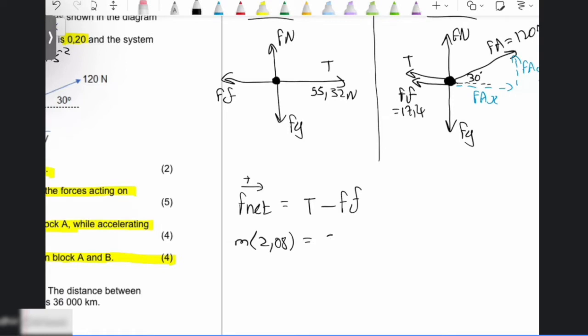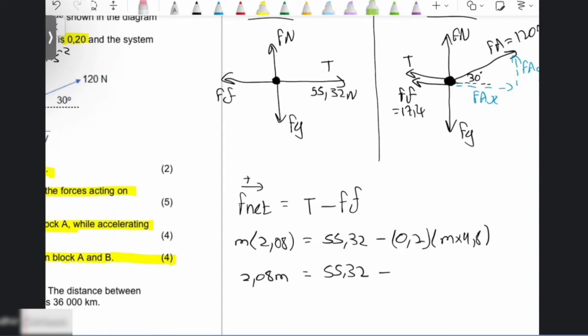So the tension is going to be the 55.32, now, minus the force of friction. Force of friction is mu k times the normal, right? And the normal force here would basically just be equal to the gravitational force there, right? So that's just going to be mass times 9.8, right? So here it's going to be 2.08 m is equal to 55.32.